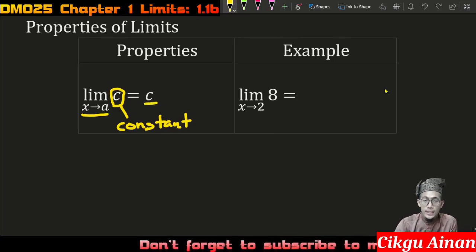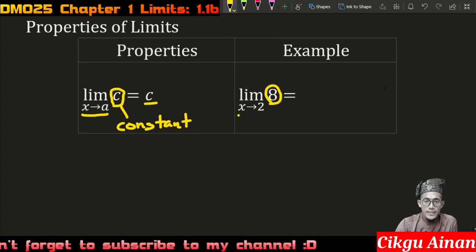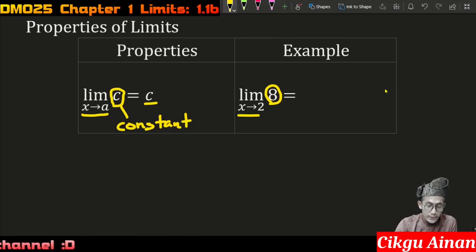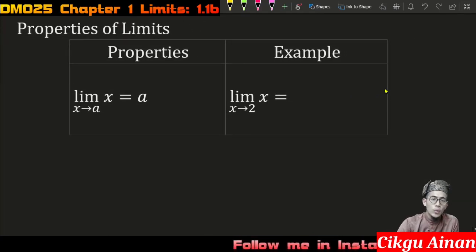As you can see in this example, the limit of 8 as x approaches 2: even though the value that x approaches, which is 2, is different from the value of the constant, the limit is still the number of the constant. Next, the second property of limits.